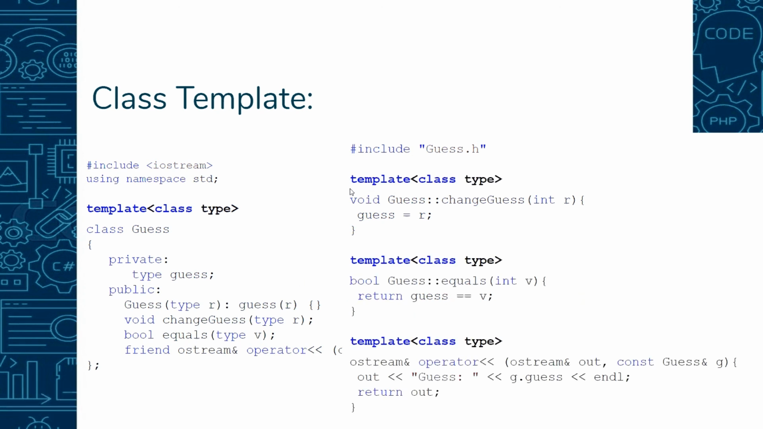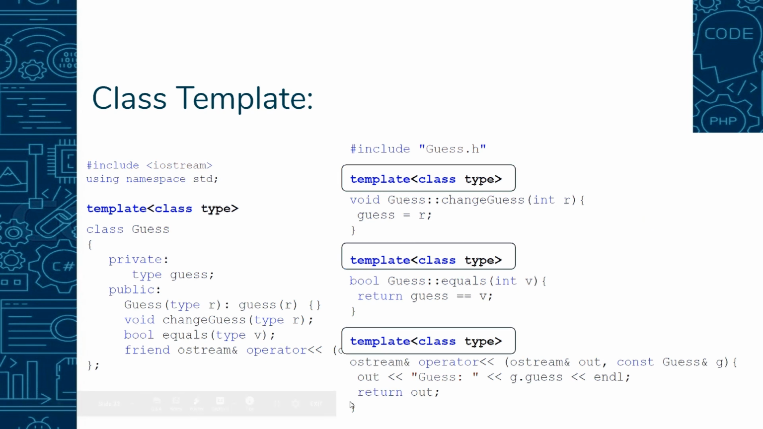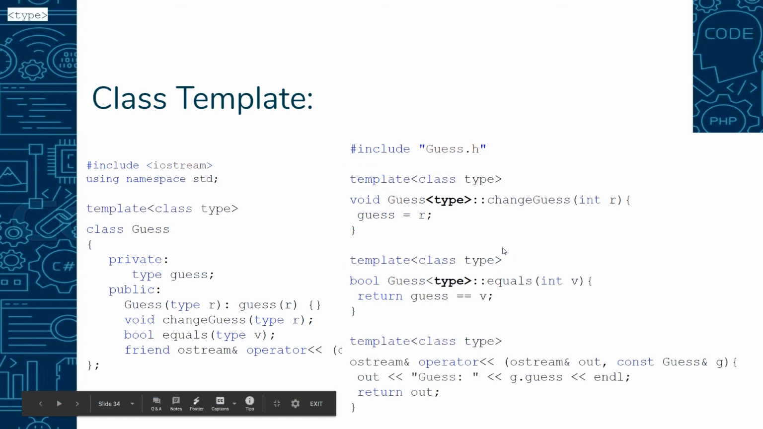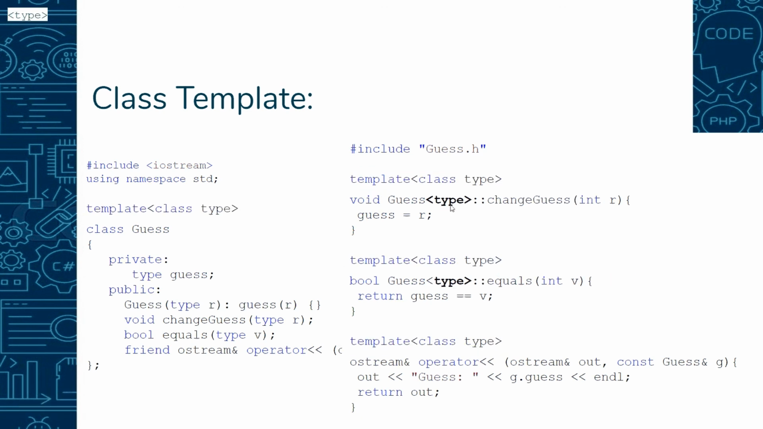Okay, next step. This is in my .h file. I have to put template up above every single method that uses that. Actually, every method. There it is. Even my OStream operator doesn't use my template at all, but I still have to template it because it's part of my templated class. Next, I have to put the type in here.